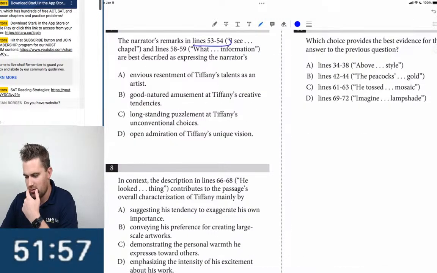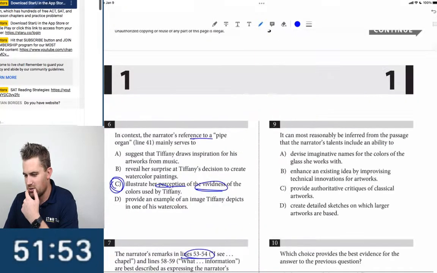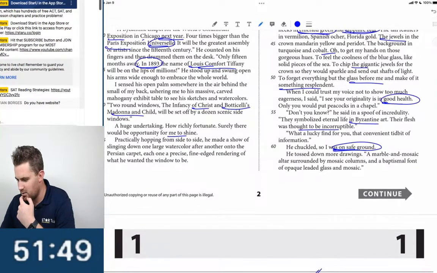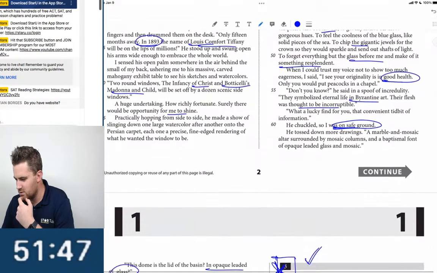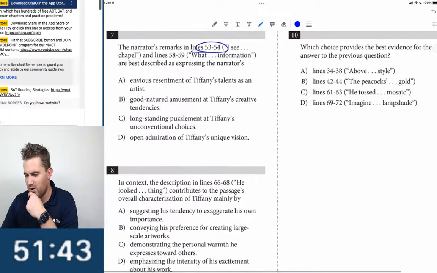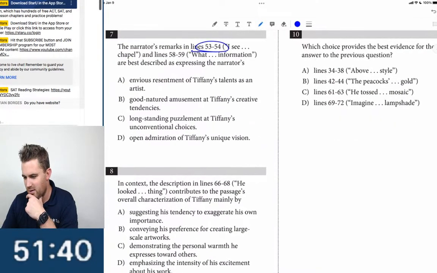There's remarks in lines 53 through 59. Let's just go back quick. Okay, this is where the narrator and Tiffany are kind of going back and forth. Do you see, guys? Envious resentment? No, it's definitely very positive. Long-standing puzzlement? No. Good-natured is why I left out open admiration. I think it's B, good-natured amusement.